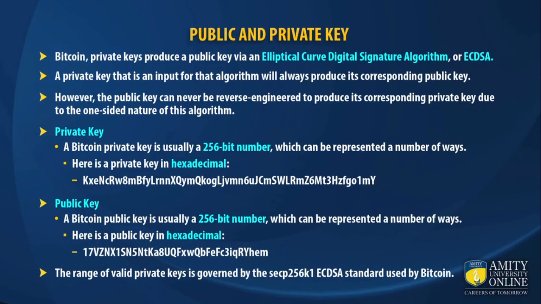Now how does this private key look like? So in Bitcoin, the private key is basically a 256-bit number which is a combination of 256 ones and zeros, which can be represented in different ways. As you can see, it is represented in a hexadecimal form on the screen. Also, a public key is a 256-bit number which is a combination of ones and zeros, which can be represented in multiple forms such as hexadecimal form.